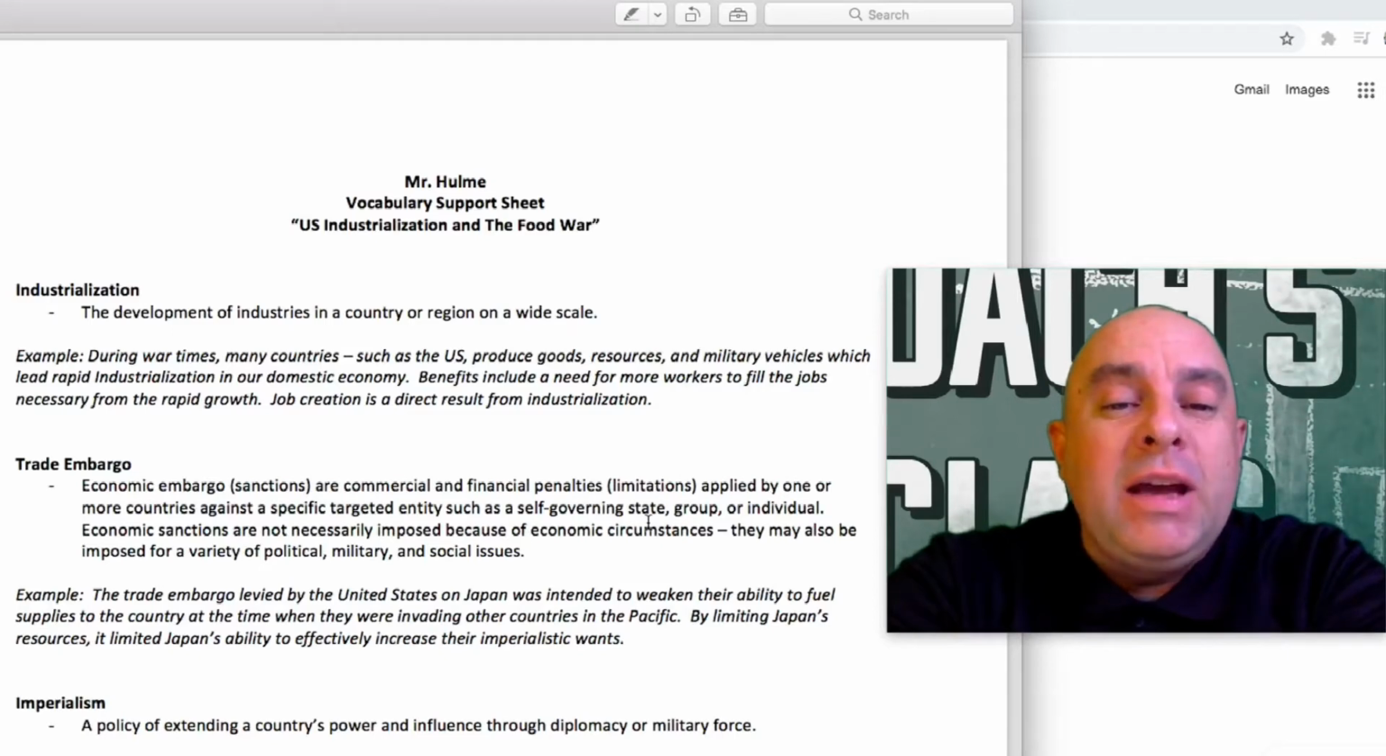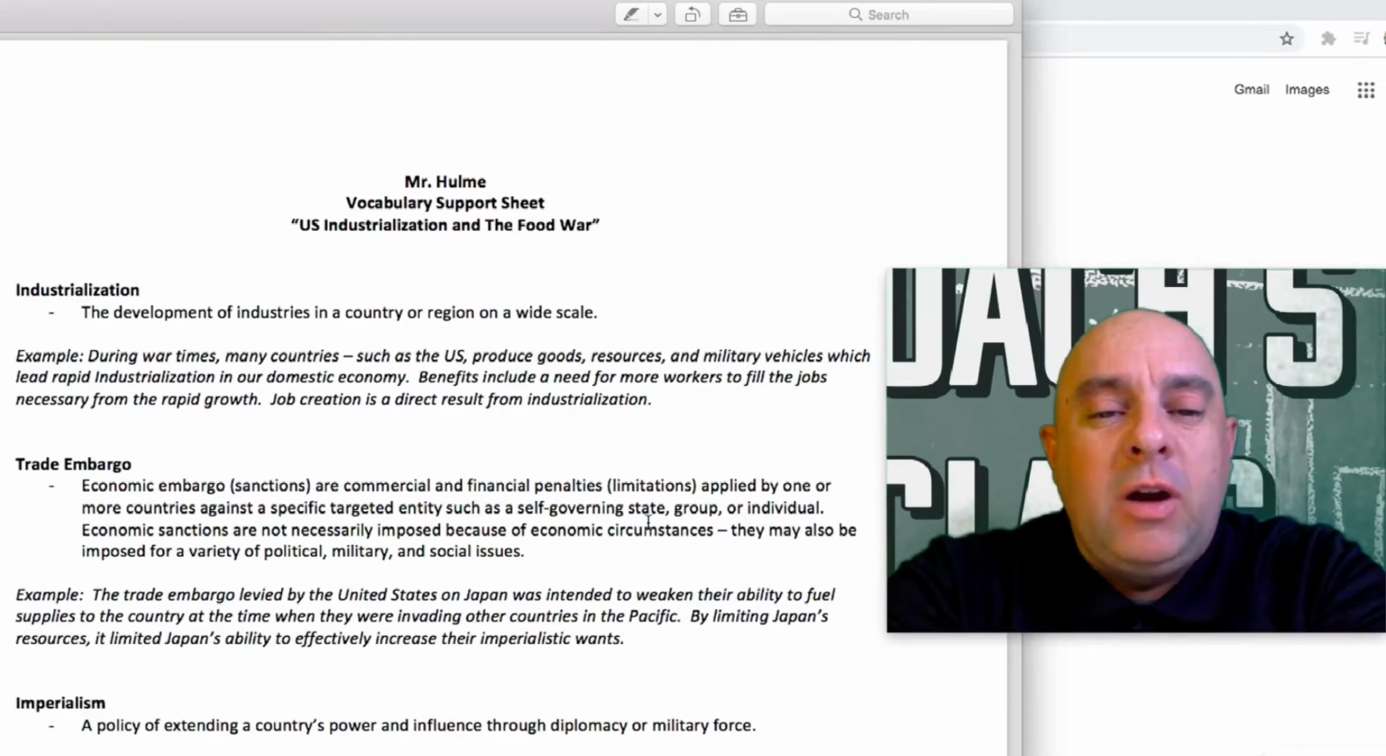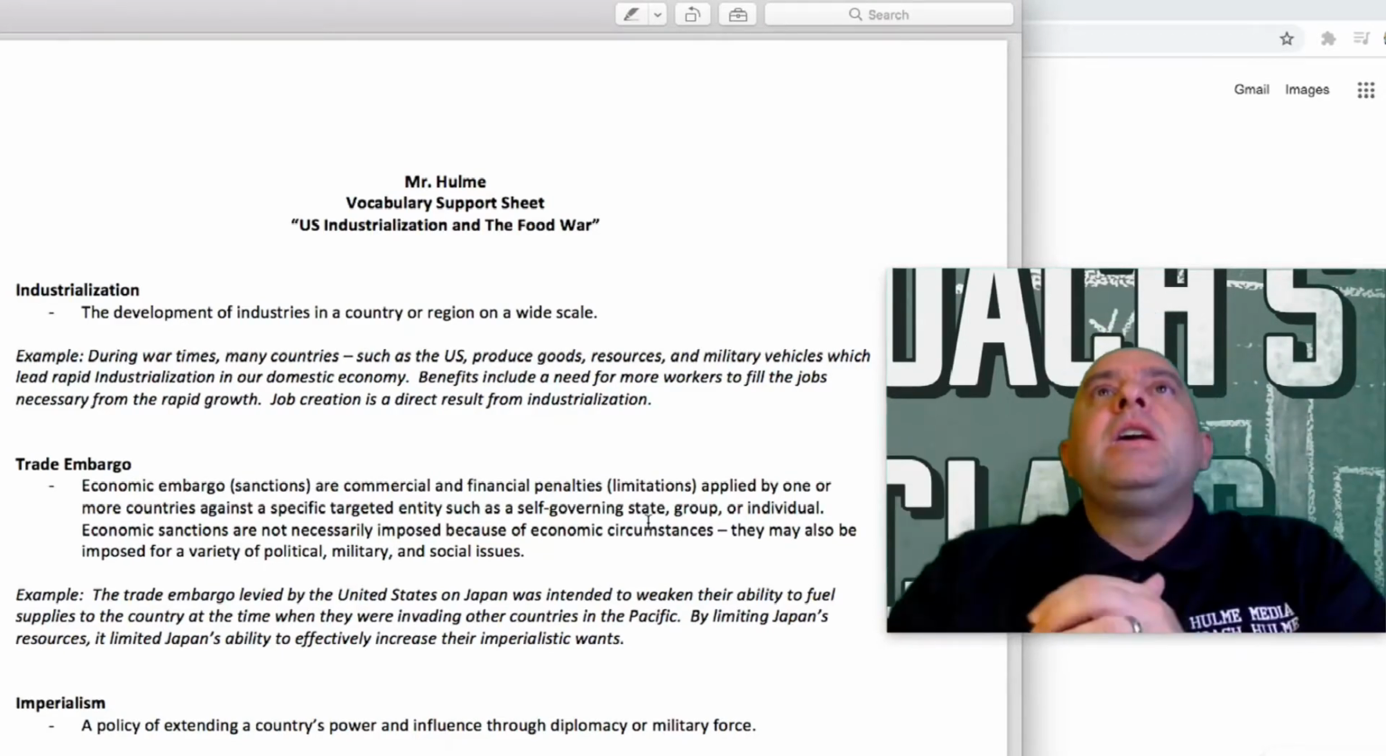Benefits include a need for more workers to fill jobs necessary for rapid growth. Job creation is a direct result from industrialization. Okay, so let's get into industrialization.